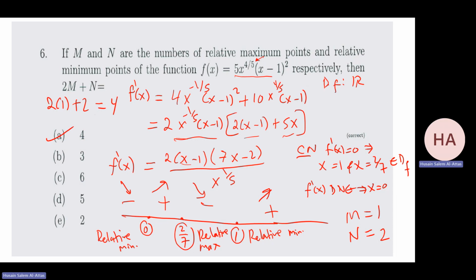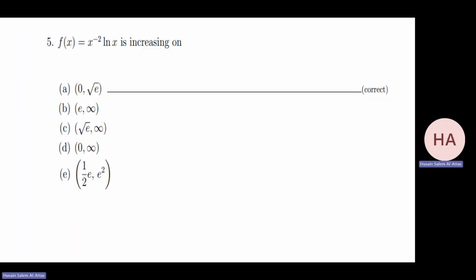How many do we have? I need to check f of 0, f of 2 over 7, and f of 1. And for sure, they are not the same. So no need to worry. Okay, if x equal this, when is this function increasing? So, what's the domain first? Domain of f from 0 to infinity, because I have this, and also x not equal to 0.